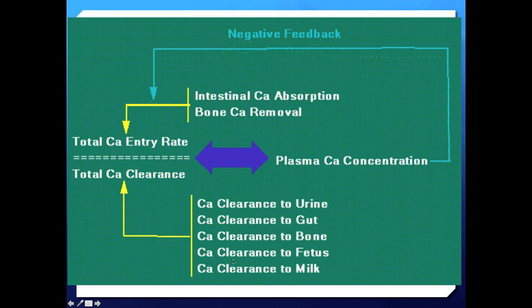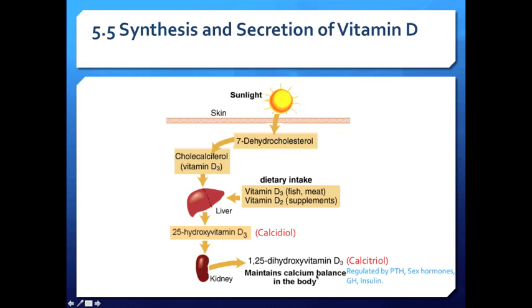There's also a lot of other ways that we can excrete excess calcium, mostly through the urine and the gut. We can also store it if it's in excessive amounts, and it can also be exported to the fetus in a pregnant woman, or as part of milk production in the mammary glands.